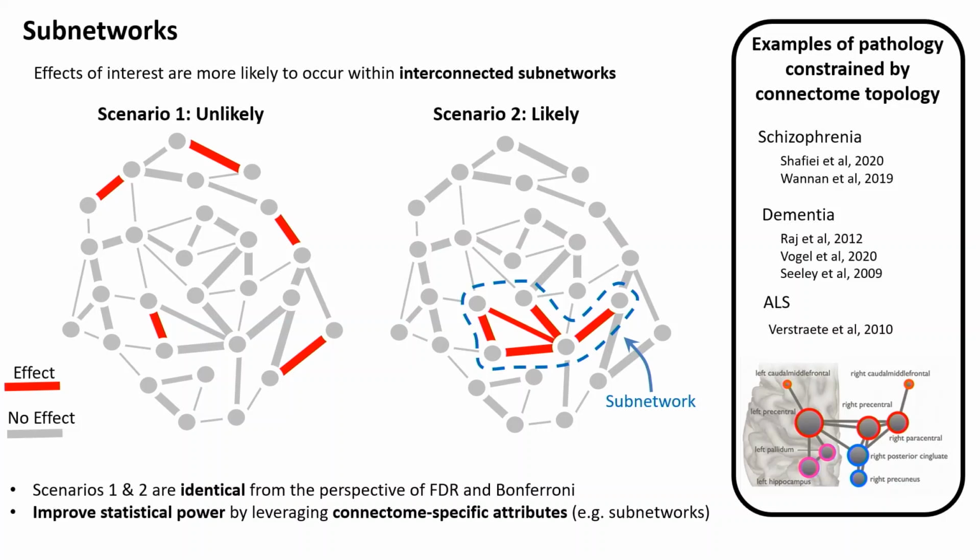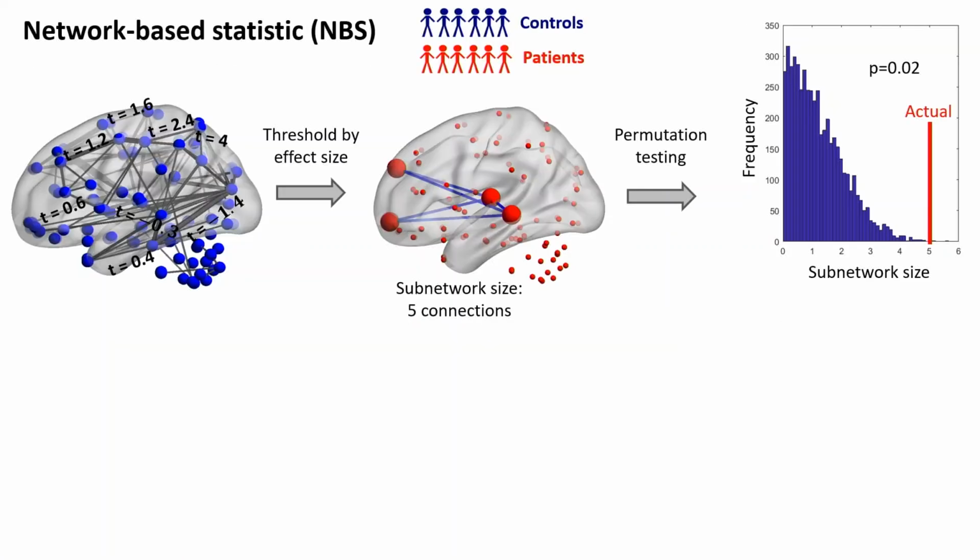Now, the point that I want to get across here is that methods such as the false discovery rate or Bonferroni correction don't care about that. They offer no more power in scenario two than scenario one. They don't distinguish between these two scenarios. But there are methods that have been developed that can give us greater statistical power for scenarios where effects form clusters or subnetworks. One of those approaches is the NBS, or the network-based statistic.